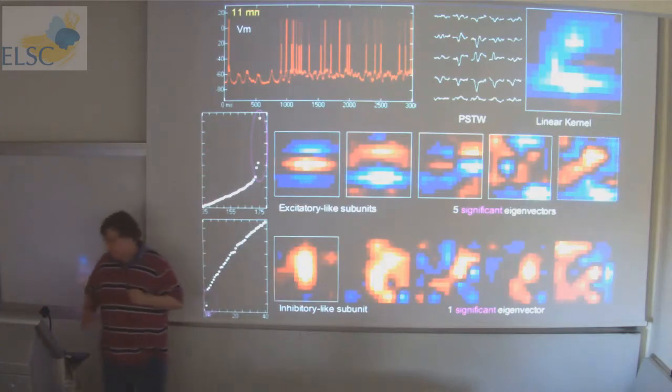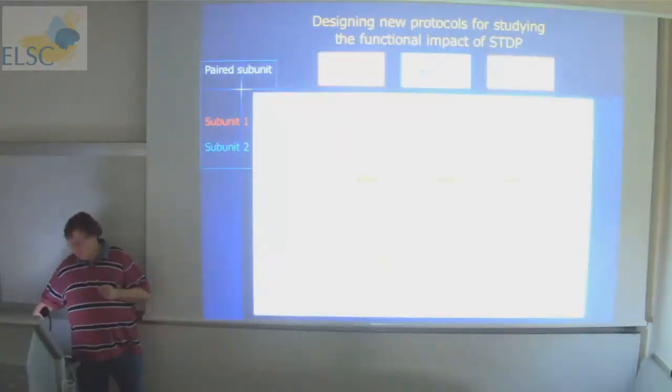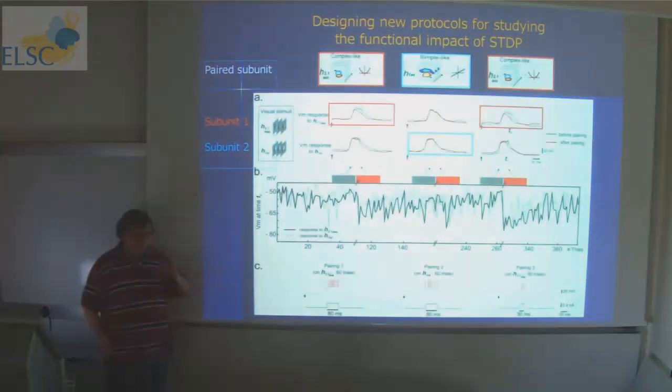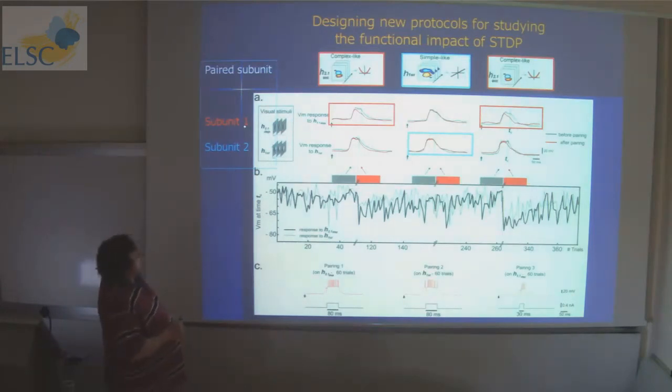So we started this experiment, so I'm presenting not the final result because I don't have it. And these are very difficult experiments, so we are at the limit of what we can do. So I have a cell, and I've seen very clearly, let's say, two subunits. So here we have the linear kernel, a linear subunit, and here the second order kernel.